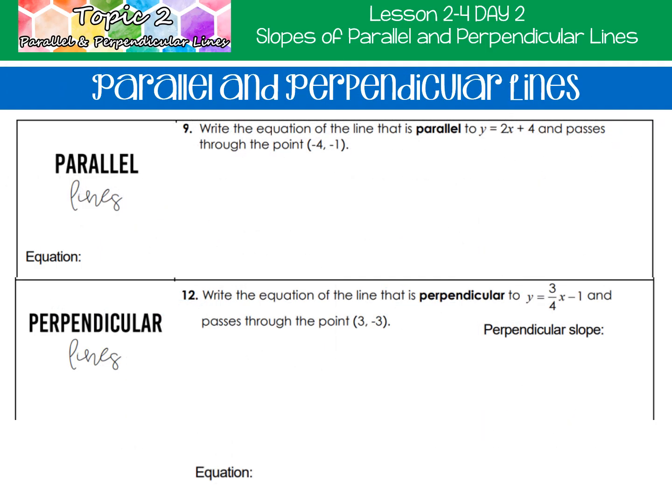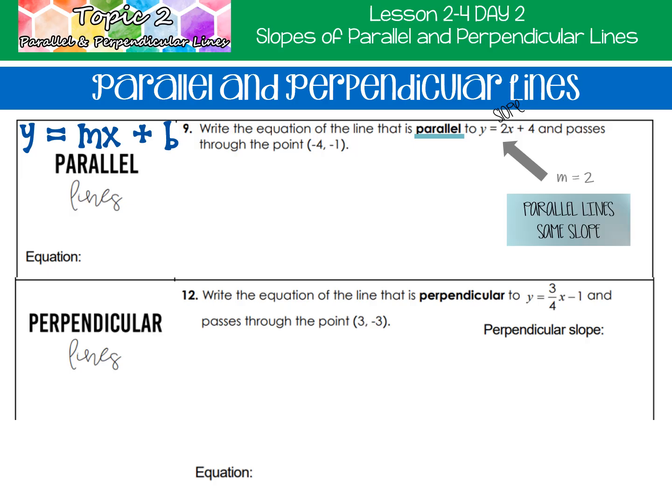Number 9, we're using parallel lines. Write the equation of a line that is parallel to y equals 2x plus 4, passes through that given point. So the slope of that equation, since it's in slope-intercept form, is 2. And a parallel slope is going to be the same. So we're going to use a slope of 2 and the point -4, -1.